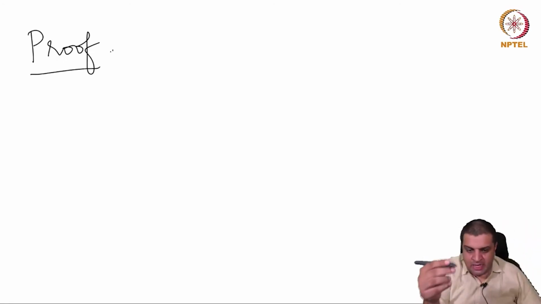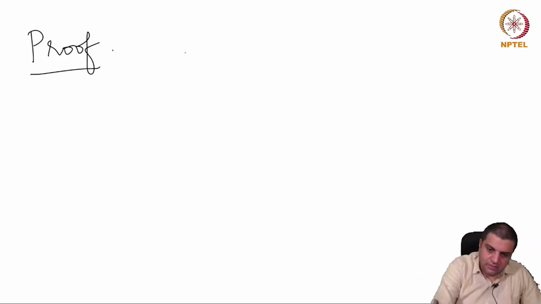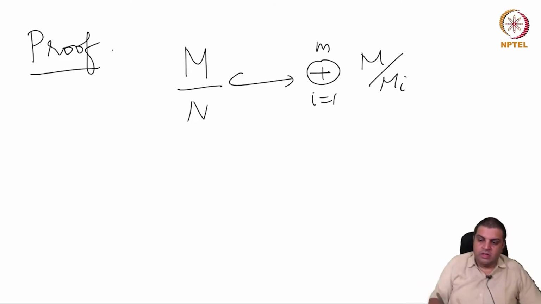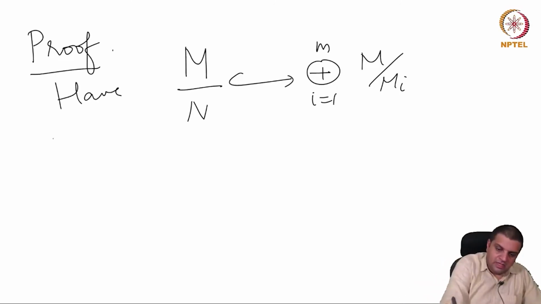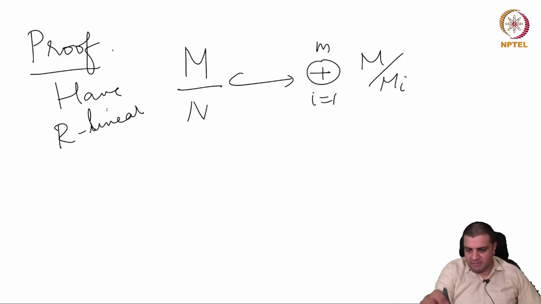So we go back to an argument that we used earlier. We have an injective map from M mod n to the direct sum of M mod Mi. It is an R-linear injective map. The reason is there is a map from M to each one of these factors, which gives a map from M to the direct sum, and the kernel is the intersection of the Mi's, which is n. So this becomes injective.